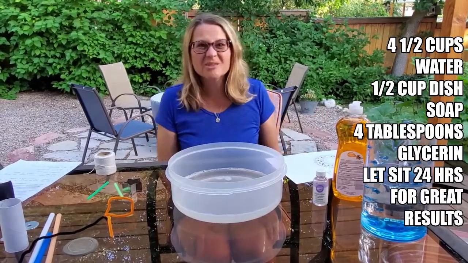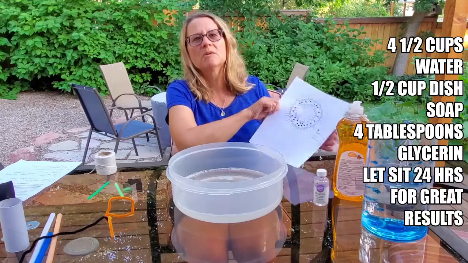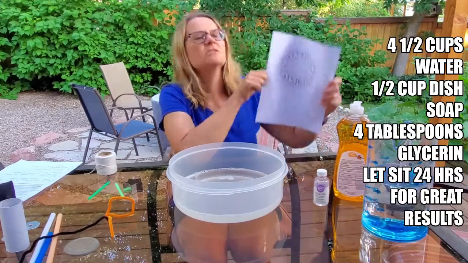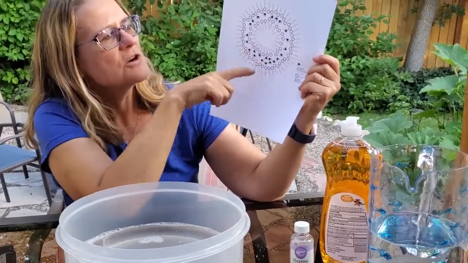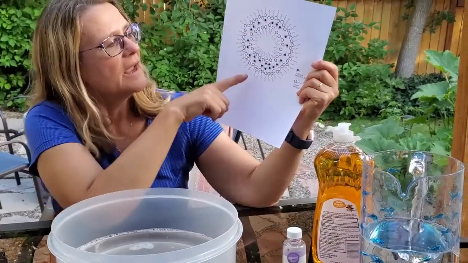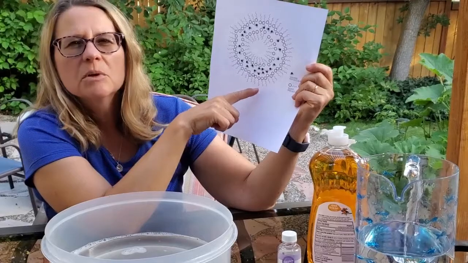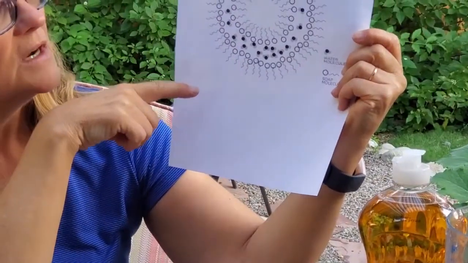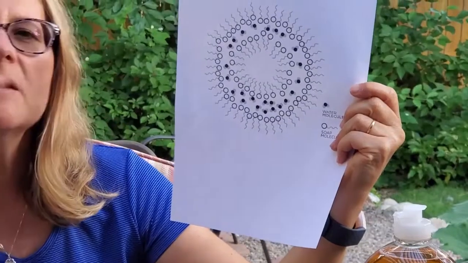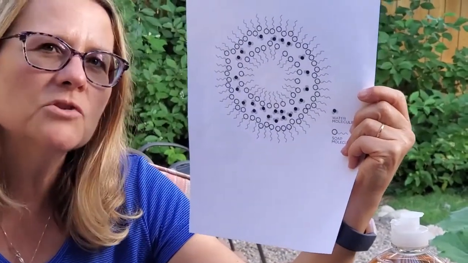So what are bubbles exactly? Well, soap bubbles are like a little sandwich. So here is our soap bubble. The darker dots are water. And the little shapes that look like balloons with a little tail, those are our soap molecules. So it's like a little bit of water in between 2 layers of soap.